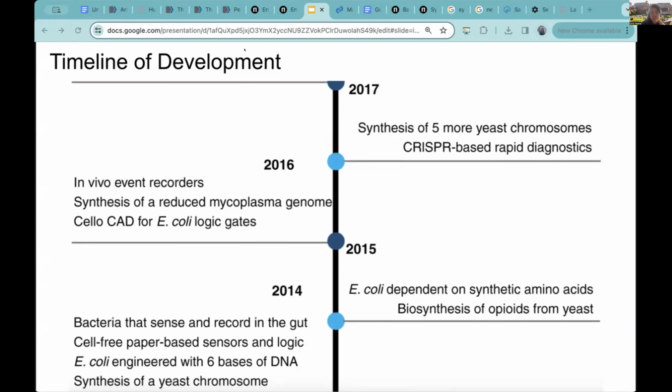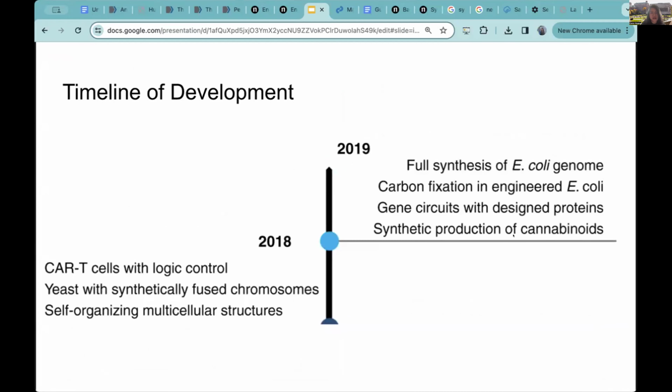And in 2016, I don't think it's written here, but Nielsen published this thing called Cello, which is a remarkable end-to-end computer-aided design system for logic circuit construction in E. coli. And I think that's a big thing, this logic circuit. And I'm also going to give 2 examples later. Yeah. Then 2018, CAR T cell with logic control.